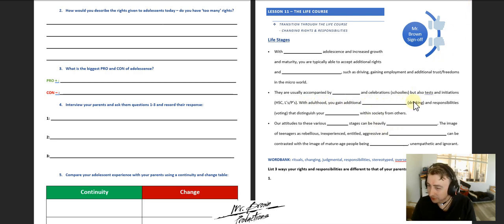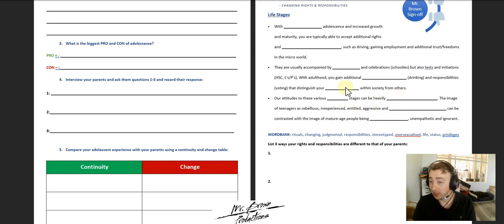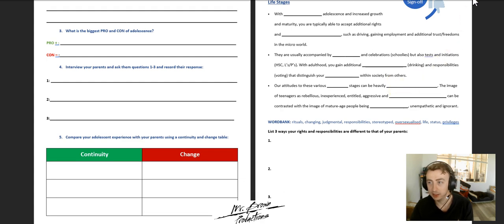And I don't know if drinking is necessarily a privilege, but being able to vote in an election certainly is. And that distinguishes your status within society from others. So your status as an adult, as you hit 18, 21, changes within this society. People have different socially constructed beliefs around your expectations of behaviour when you're an adult compared to when you're a child or an adolescent or teenager.